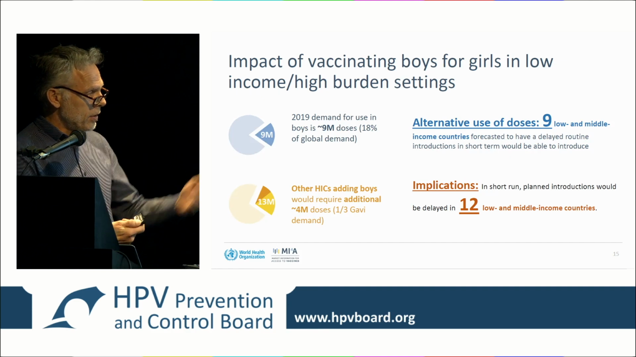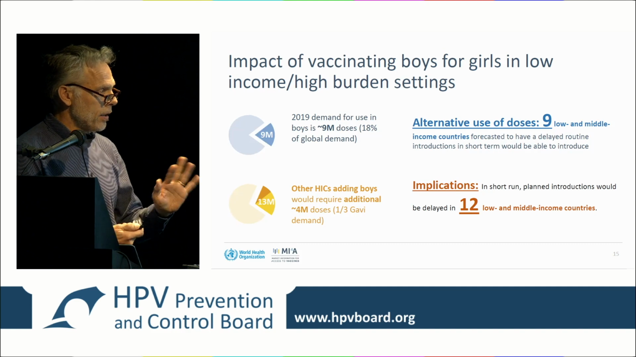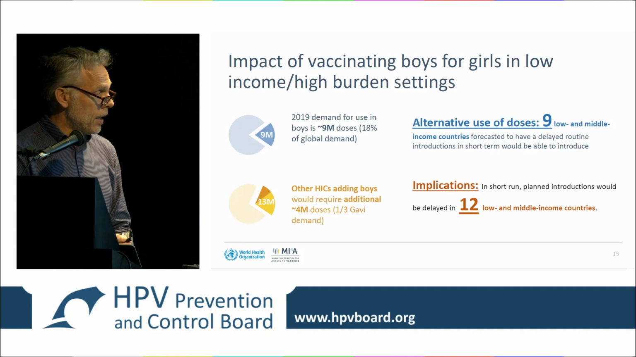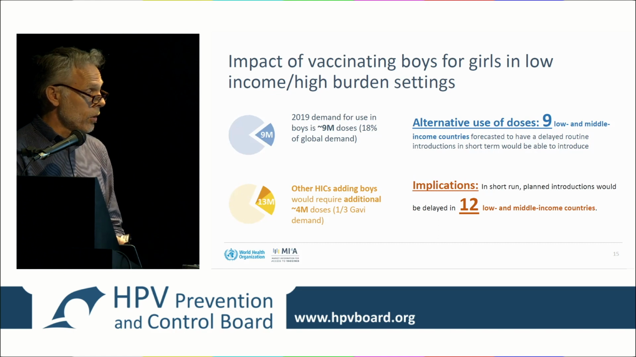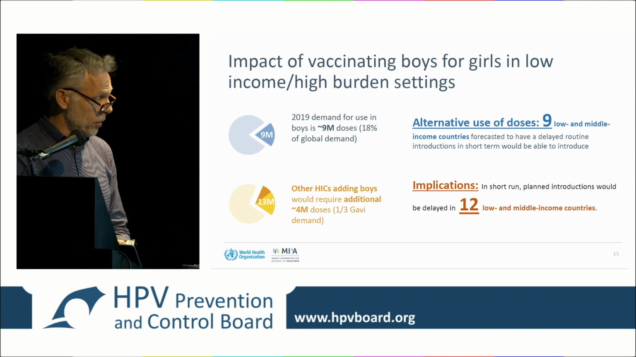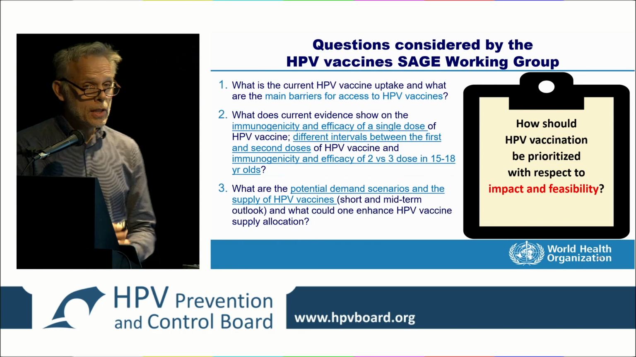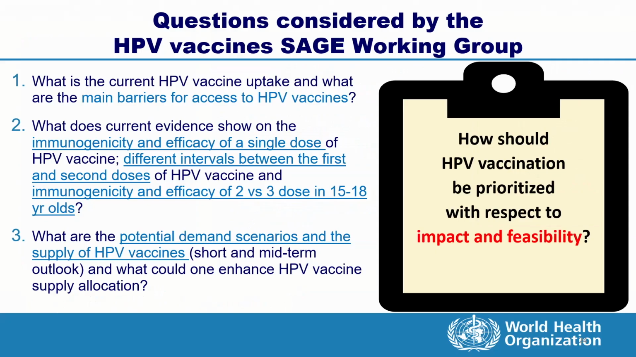So you can see here, if we continue with the current trend and looking at some of the countries, then it would basically prevent 12. If we added boys' vaccination over the coming 3 years, we could not introduce in 12 Gavi countries, and that can be translated into a number of deaths. So these were the data that went into the SAGE. The SAGE looked at barriers, looked at the one-dose evidence, interval evidence, etc., to be able to say, can we make some alternative recommendations? What should we actually say? And then it used these scenarios that I showed you.